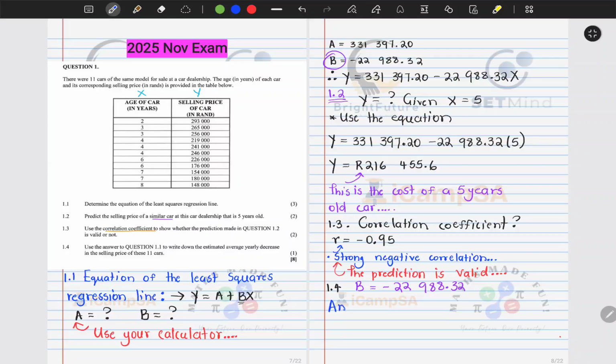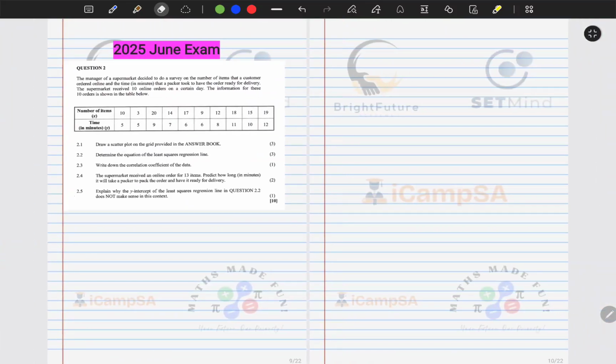22,000. So we can say answer. And what we can say is that the yearly price decrease is this gradient of ours. It is 22,988.32 rands. This is the yearly price decrease, okay, over these 11 years. So I hope that this portion does make some sense to you. Right. With this said, let's go to the next question.